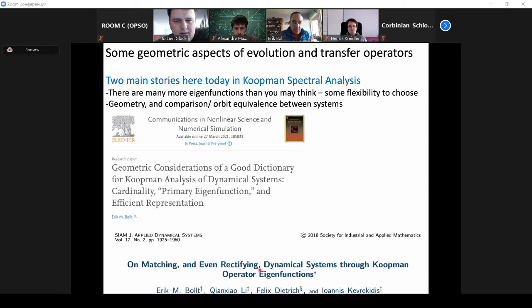And it uses some elements from this older paper of mine with my friends, Chin-Chan Lee, Felix Dietrich, and Yannis Kevrekidis, which was about using eigenfunctions for making transformations between dynamical systems. You can actually build the orbit equivalence out of them.